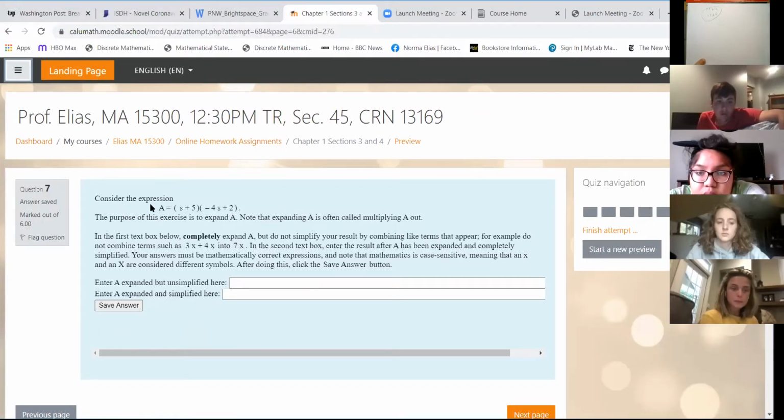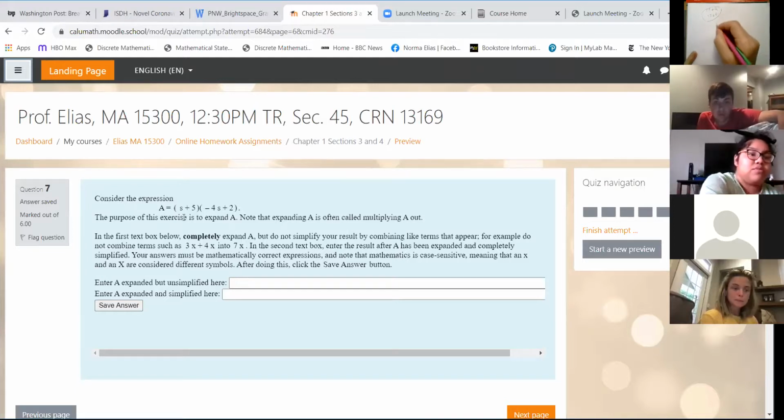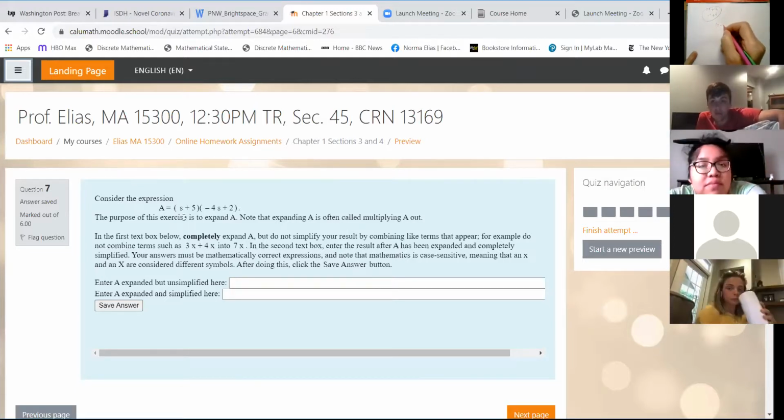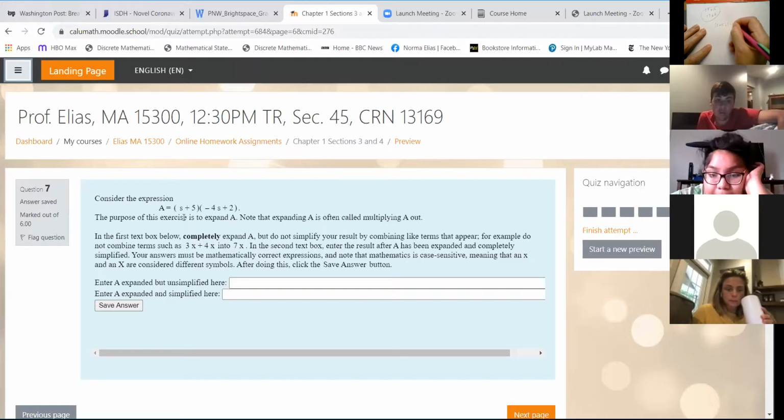Consider the following expression. So this is the expression they give us, and the question is to expand it. It means multiply out, distribute. So that's really what this problem is about. You take this expression and you distribute.